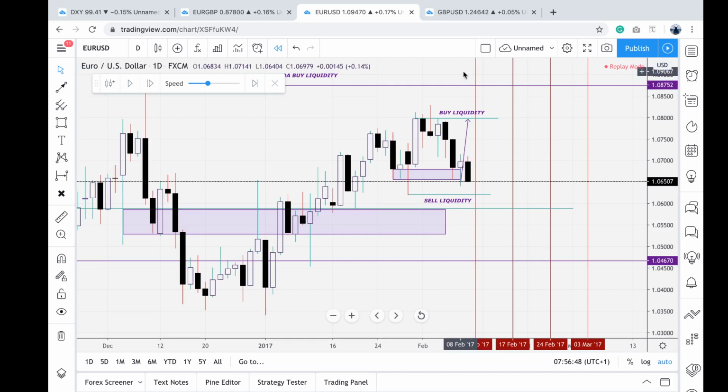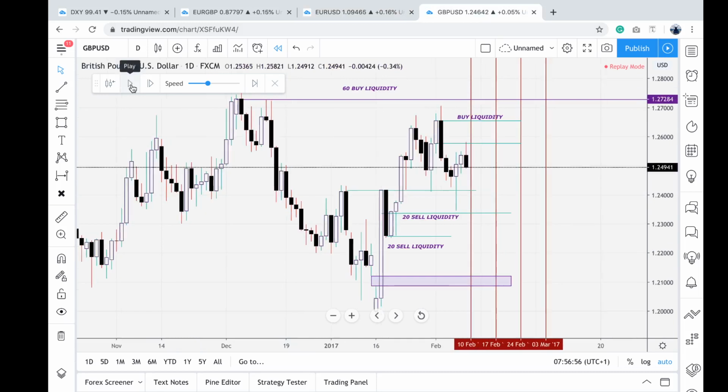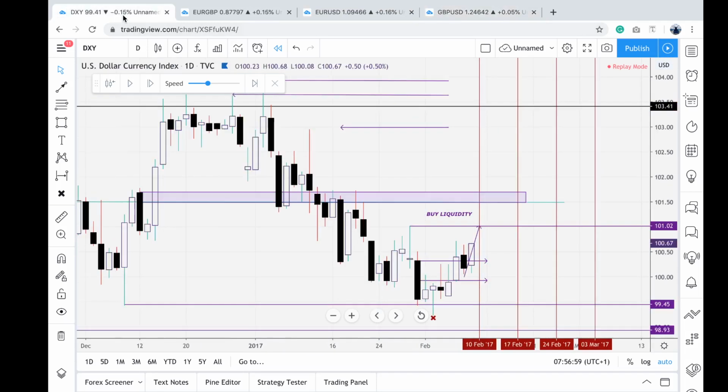There's really no change in price. The British pound US dollar, let's see what British pound US dollar actually does. Yeah, so British pound US dollar respects this range, so nothing really in terms of downside. So my target on DXY now is definitely to the upside.